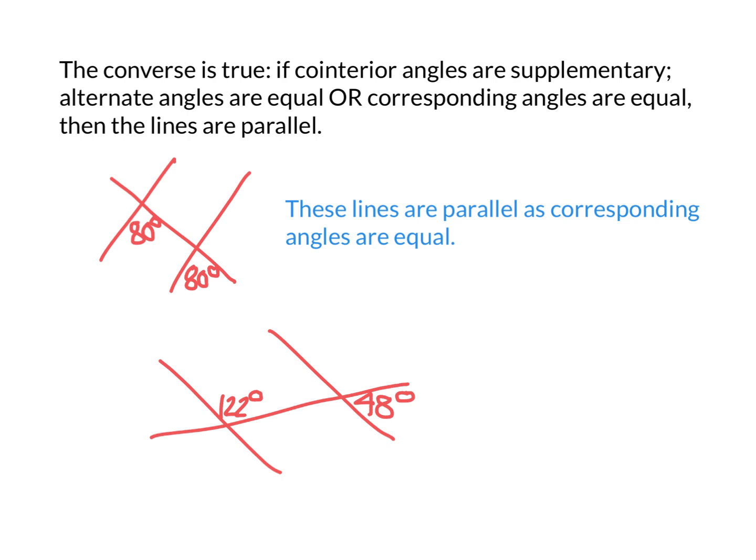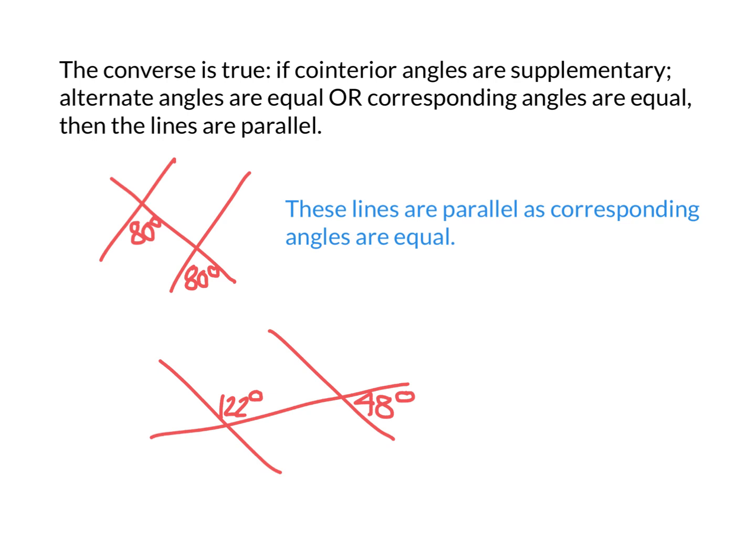So let's look at this diagram here. We're going to determine whether or not these two lines are parallel. So you can't just look at them and say, oh yeah, they look about parallel. You have to have some mathematical reasoning to back you up. Now here it's a bit difficult because we're not immediately given a pair of co-interior, alternate, or corresponding angles. But again, let's just look for the size of any angles that we do know.